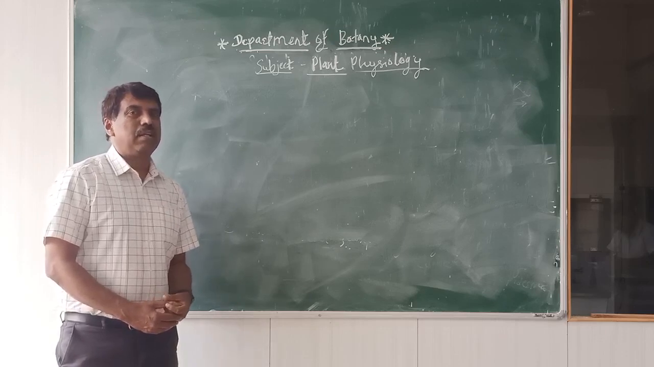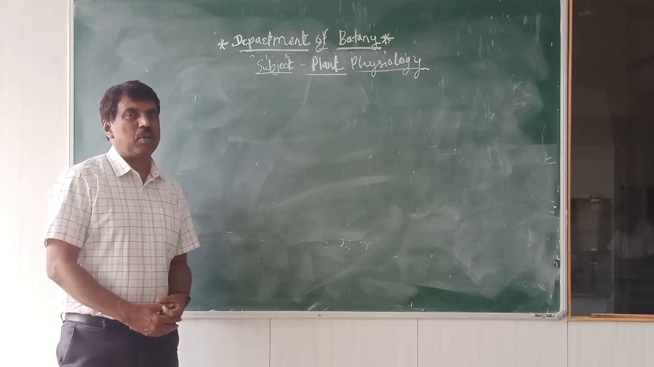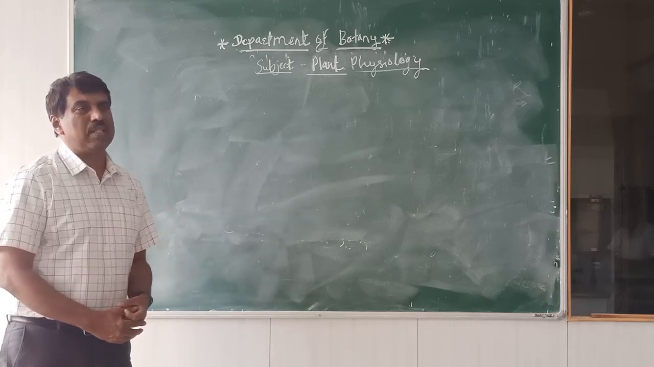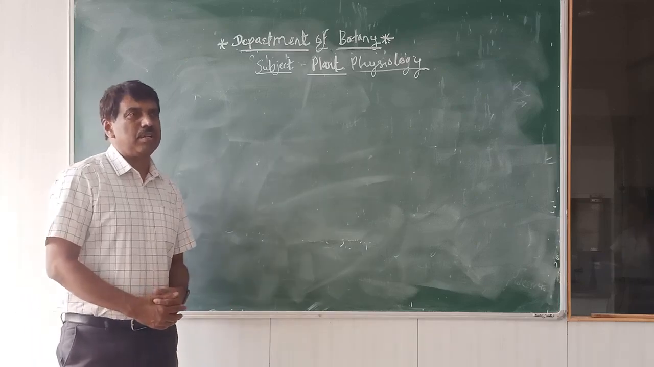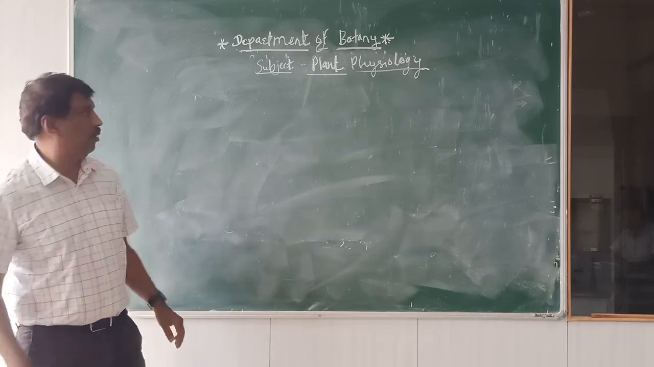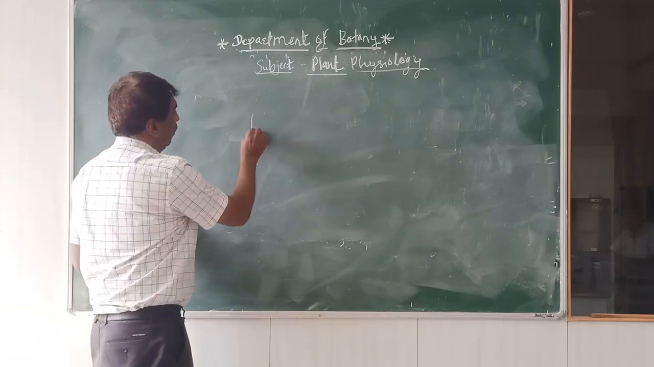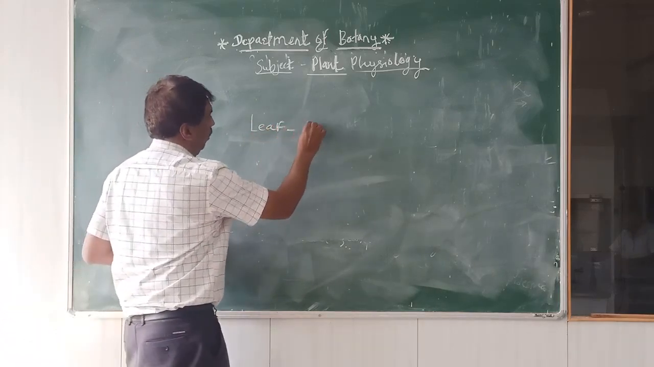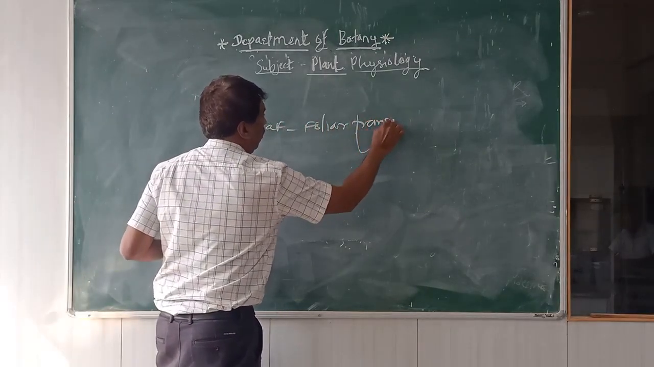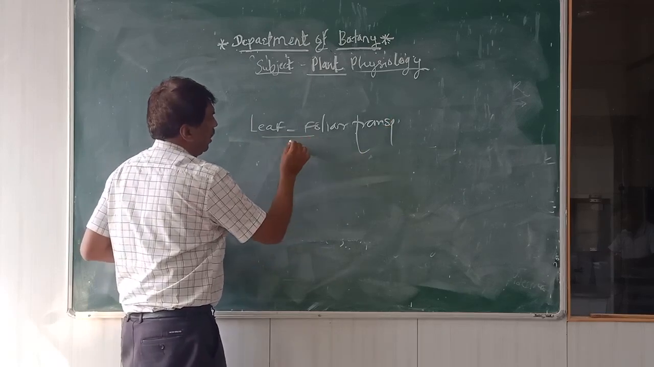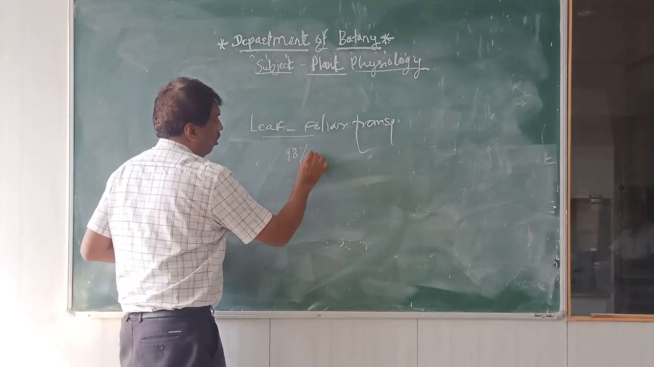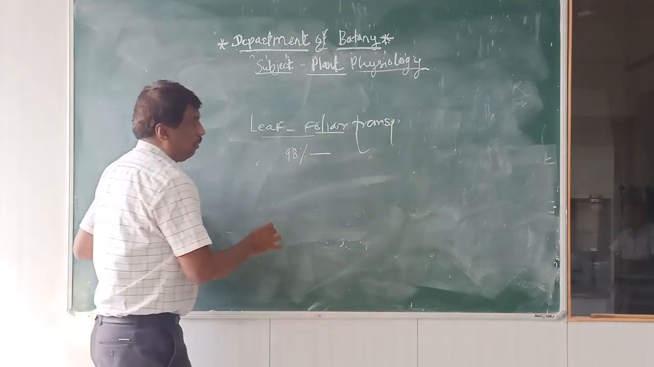One is called foliar transpiration. The terminology foliar itself is self-explanatory. Foliar is related to the foliage. The portion of water lost from the leaf is called foliar transpiration. Now this is the major type of transpiration. Near about 98% of water loss is from the leaves of the plant.